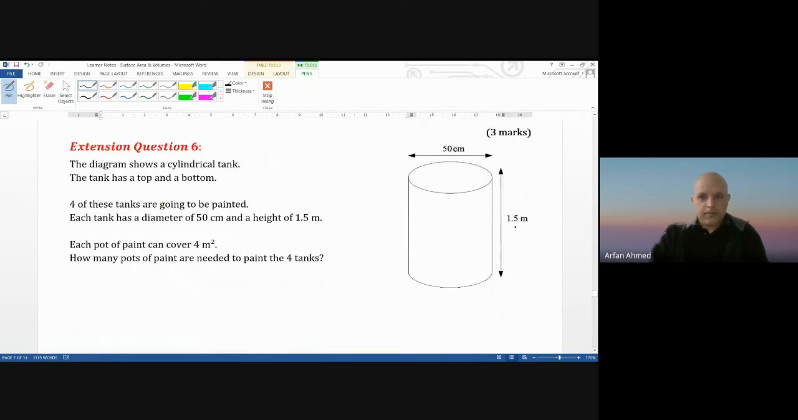Let's have a look at the next one. Diagram shows a cylindrical tank. The tank has a top and a bottom. 4 of these tanks are going to be painted. Each tank has a diameter of 50 centimeters and a height of 1.5 meters. Okay, so that's in centimeters, that's in meters. Just be careful.